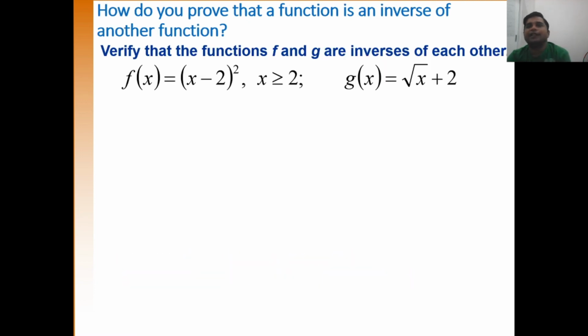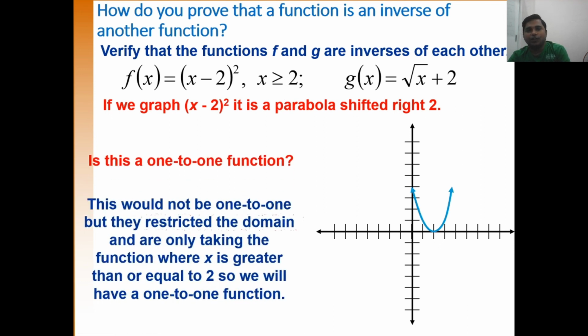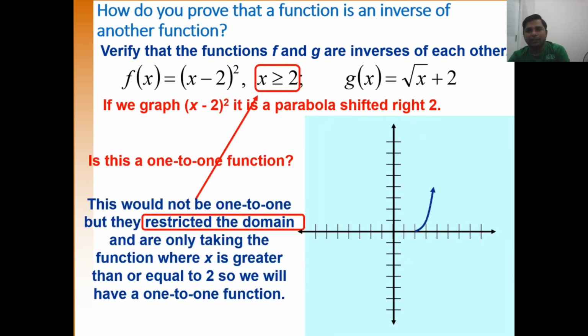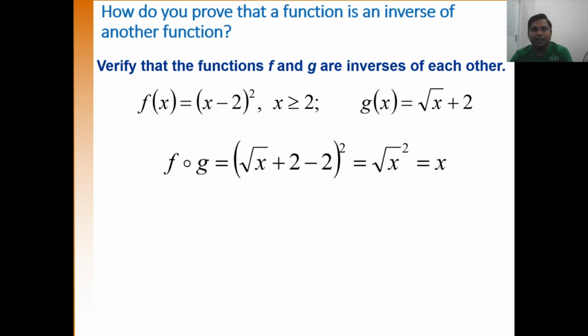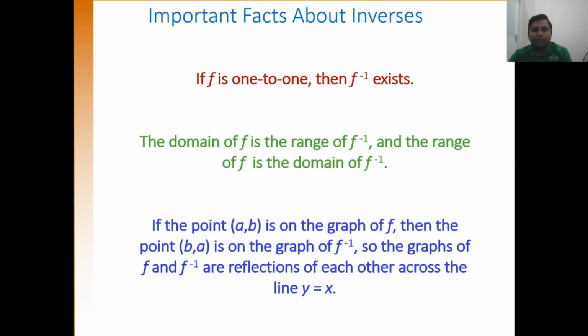Verify whether the functions f and g are inverses of each other or not. f of x is x minus 2 whole squared for x greater than or equal to 2, and g of x is the square root of x plus 2. As you can see, this is a many to one function, but the domain is restricted to x greater than or equal to 2. So it is one to one as the domain is restricted, and its inverse is defined. Let's find f of g. We get f of g of x equal to x and g of f is also x. Since both equal x, they are inverses of each other.